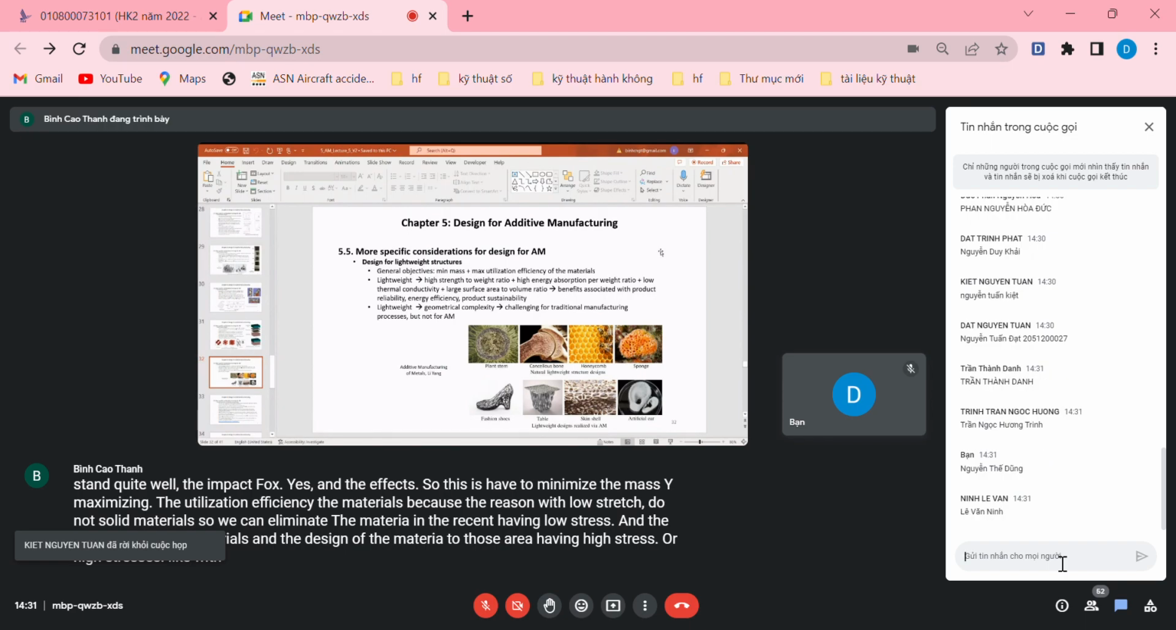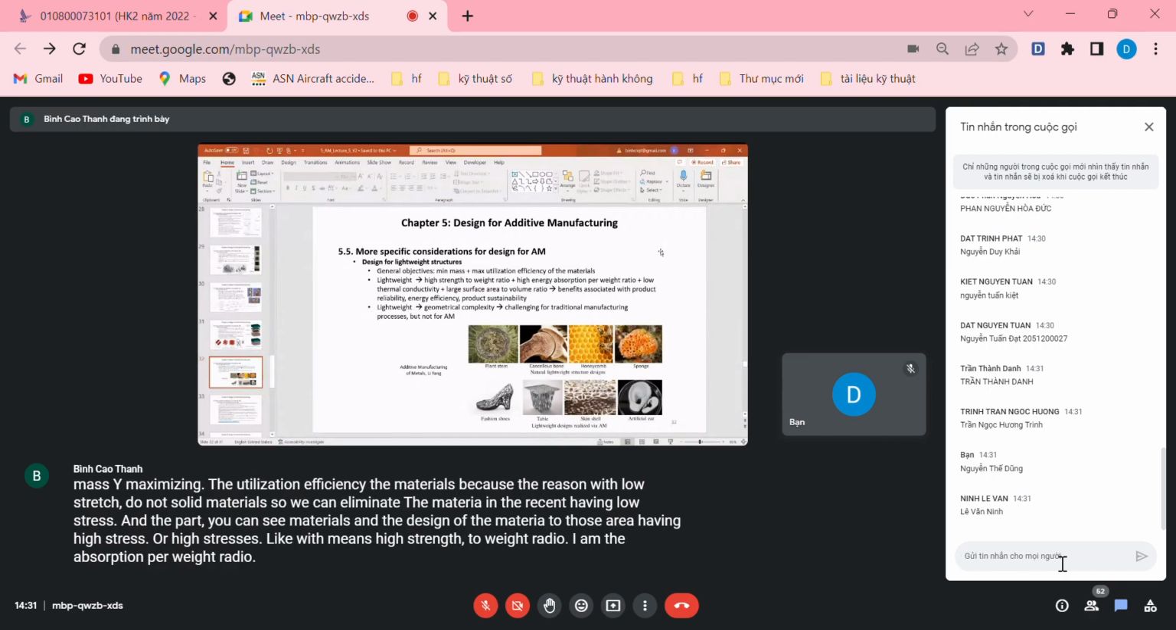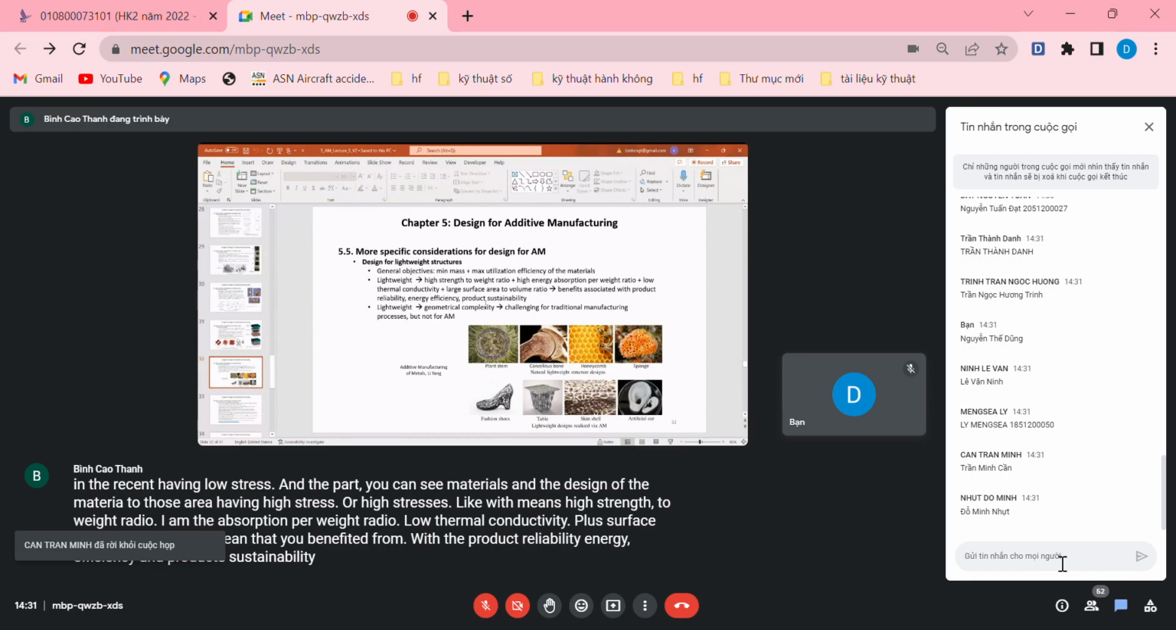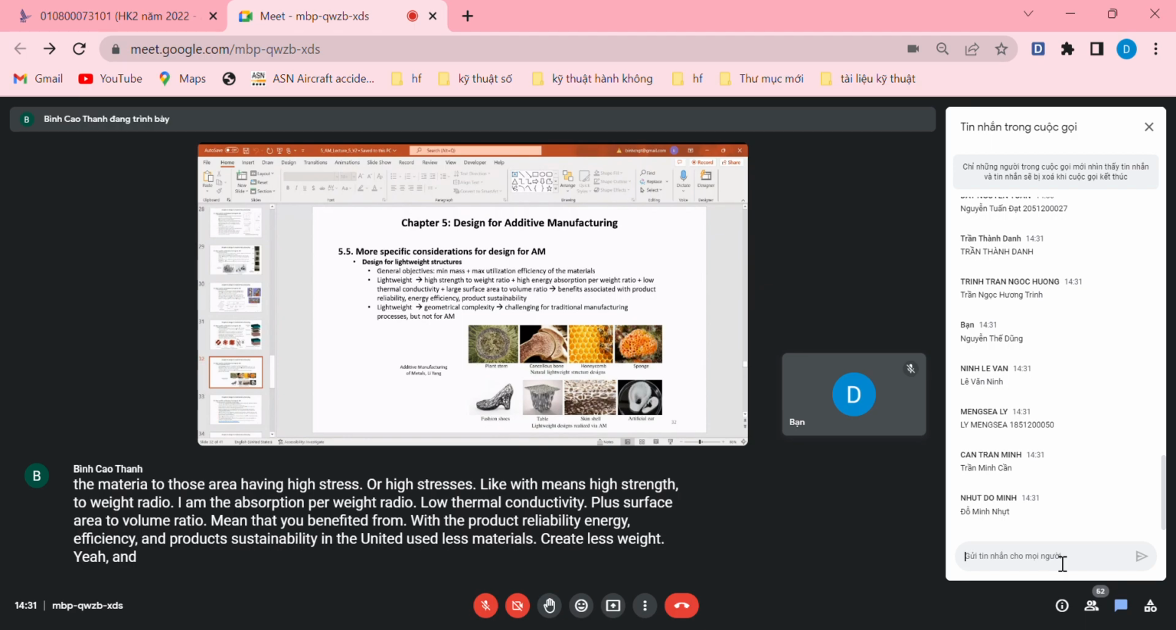Lightweight means high strength to weight ratio, high energy absorption per weight ratio, low thermal conductivities, large surface area to volume ratio, meaning that you benefit with product reliability, energy efficiency, and product sustainability. It means that you use less materials, create less weight, and save the environment, and therefore you have the product sustainability.